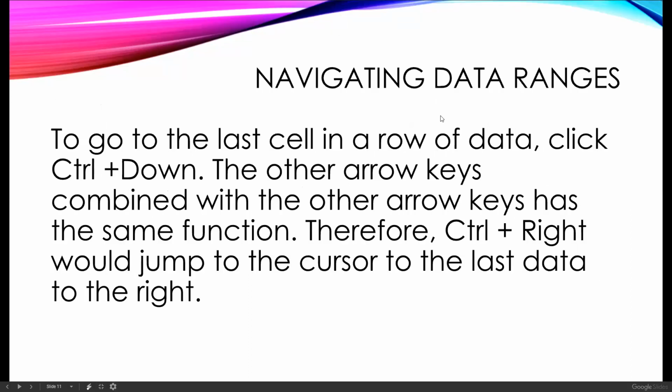Navigating data ranges. To go to the last cell in the row of the data, you can click Control plus the right key. The other arrow keys combined with Control have the same function. Therefore, Control plus right would jump the cursor to the last data on the right.